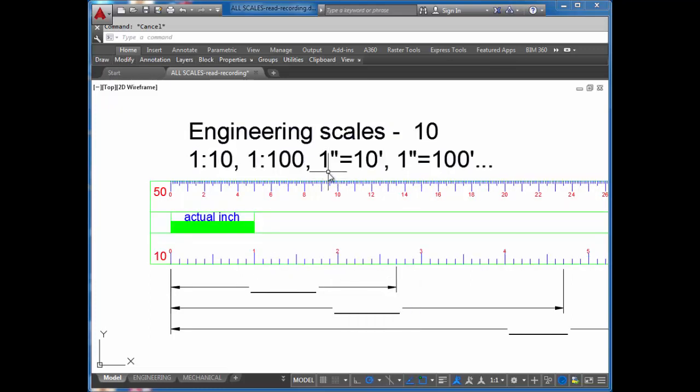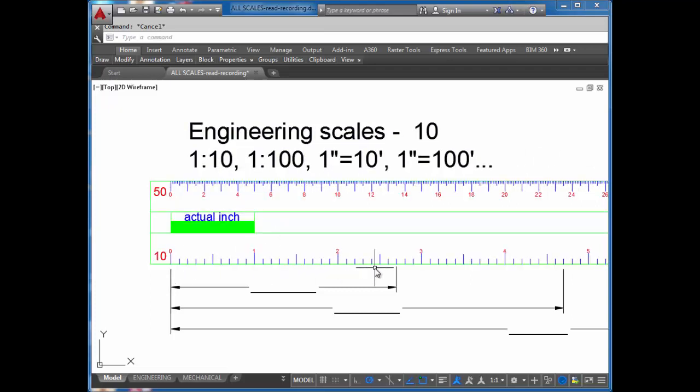Or it can be used in a civil application where 1 inch is equal to 10 feet. So this is 10 feet rather than 10 inches now. So this would be 10 feet, 20 feet, 21 feet, 22 feet, and so on. Or I could keep going and add another 0. This could be 1 inch equals 100 feet, 1 inch equals 1,000 feet, and so on.